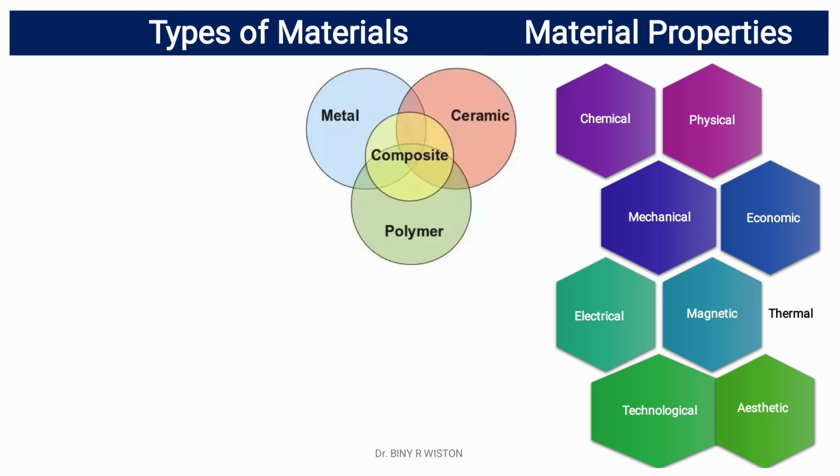There are various types of materials which can be broadly classified into metals, ceramics, polymers and composites. All these materials exhibit different properties and qualities. The properties of materials provide a basis for predicting their behavior under various conditions.